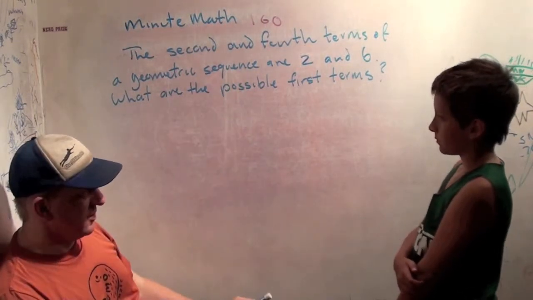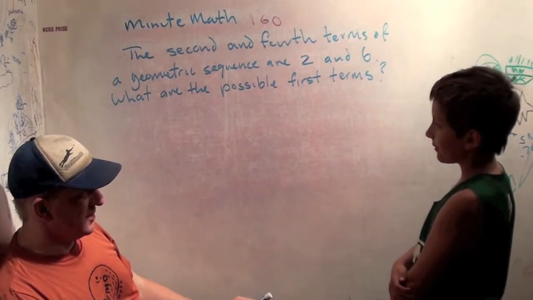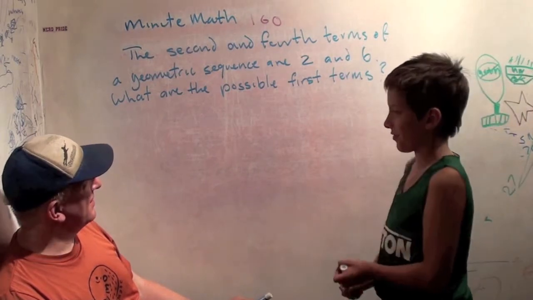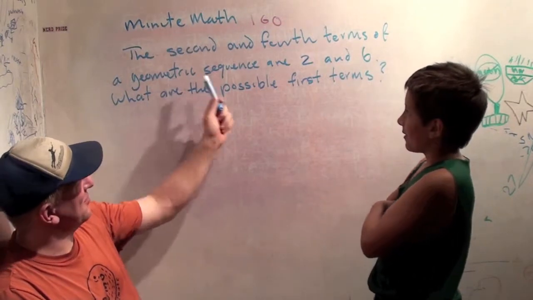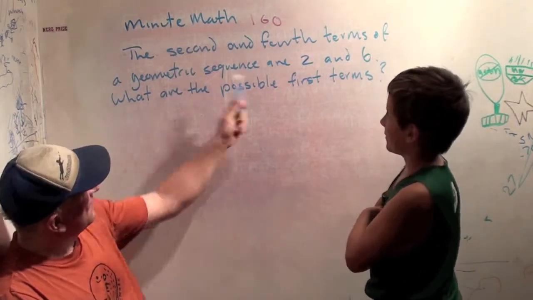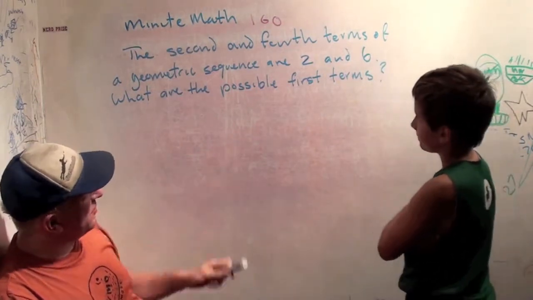Have you ever heard those words before? Yes, but not in this order. The second and fourth terms, you've heard each of the words before, but not together, right? Are 2 and 6. What are the possible first terms?